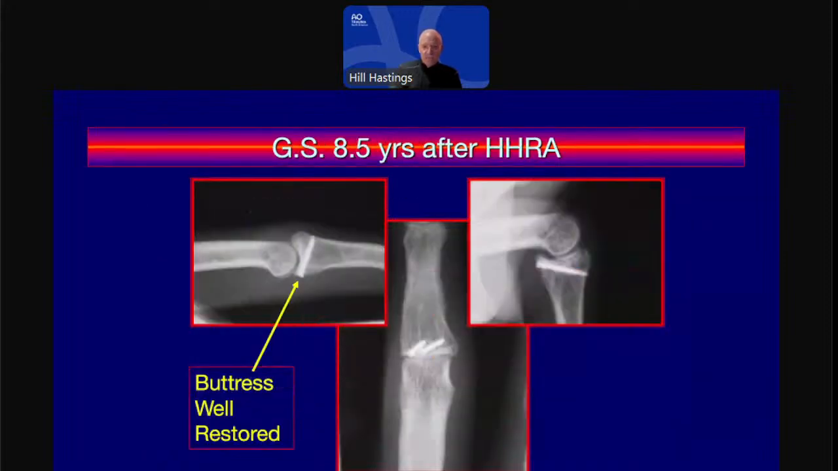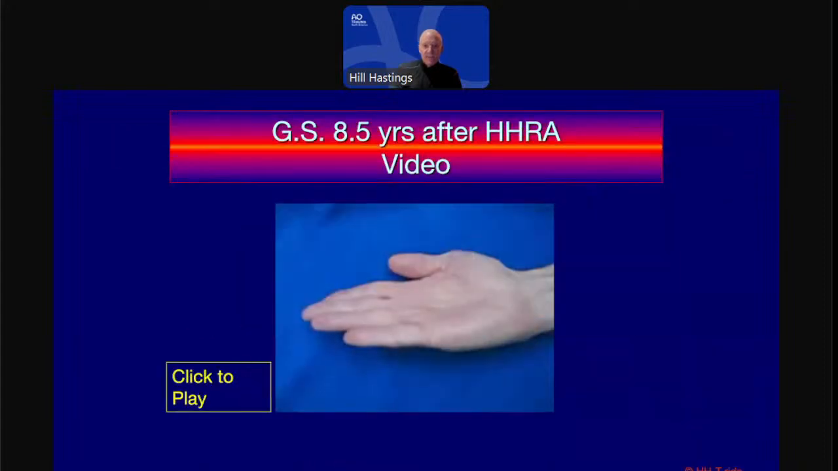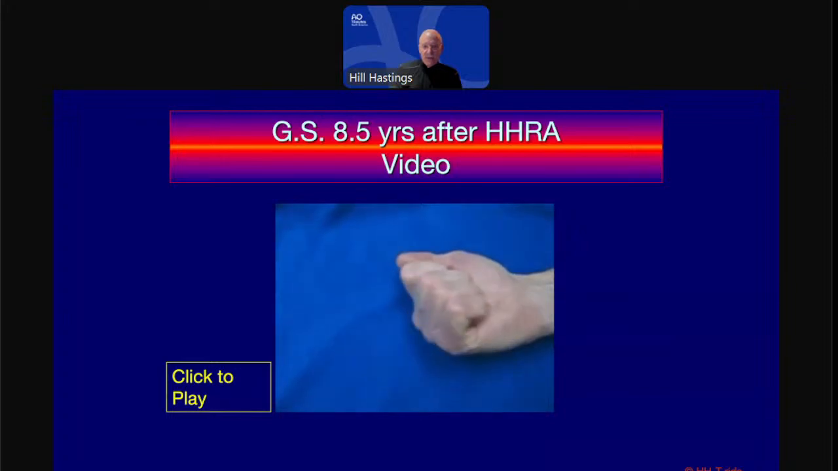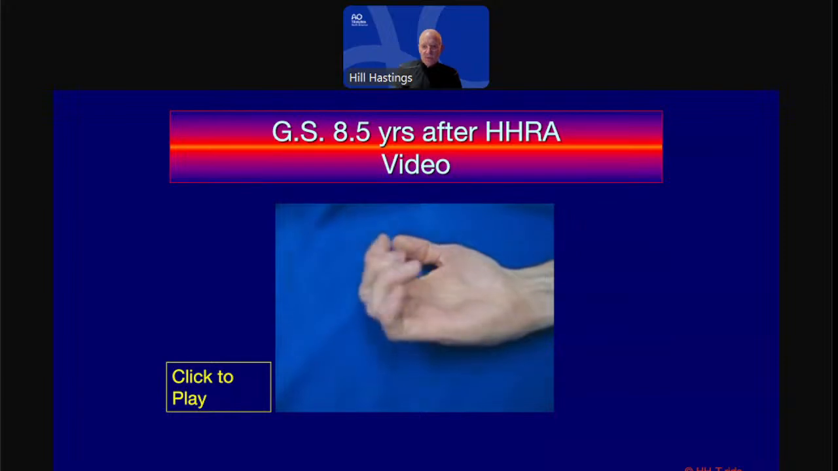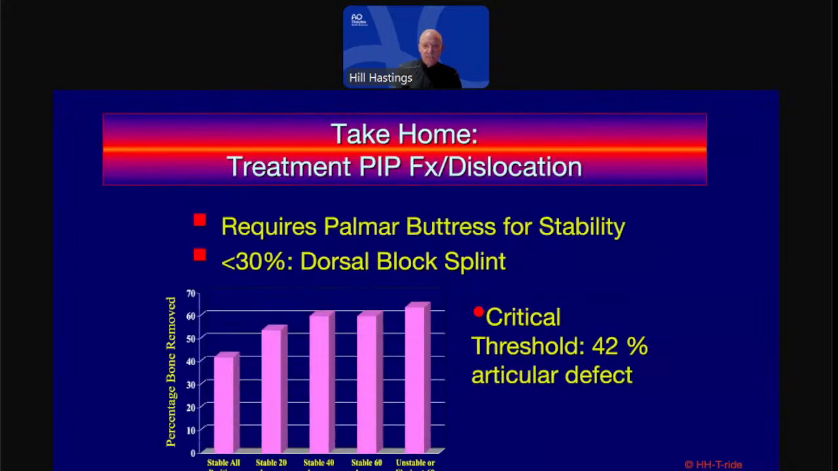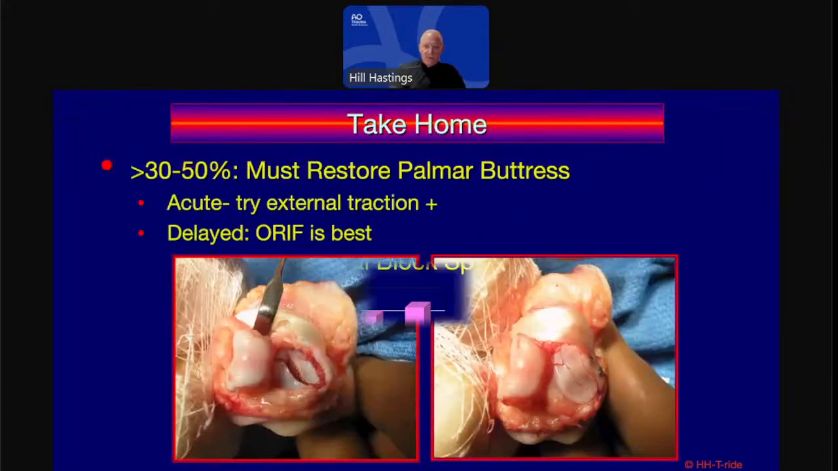Almost 6 months out. And this is his reconstruction and the appearance at 8.5 years. And this is his motion at 8.5 years. So if you get it properly positioned and you restore the concavity, it can hold up. So the take home is less than 30%. It's a no-brainer. These are stable, and even up to 42%, they're stable. But beyond that, you have to hold them in flexion to maintain them in a stable position. And more than 60%, they're all going to be unstable.